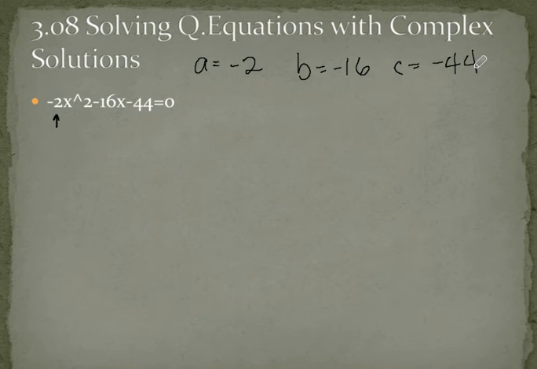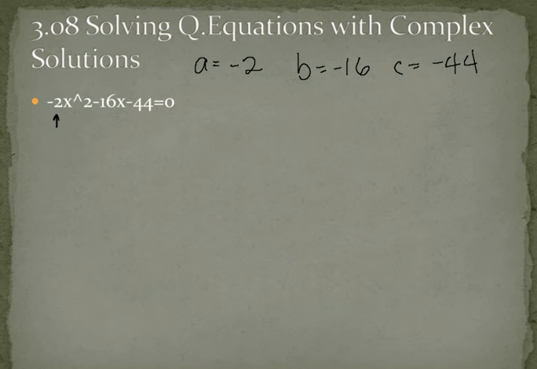Now I can tell you that we know some important things about this parabola right away. One thing we know is that the parabola opens down. We know that because A is negative 2. Another thing we know about this parabola is that the y-intercept is (0, -44), because the y-intercept is always (0, c) whenever your equation is in standard form, and it is.